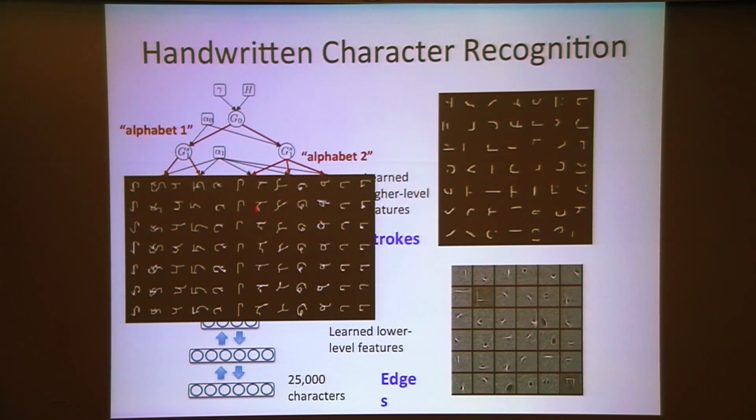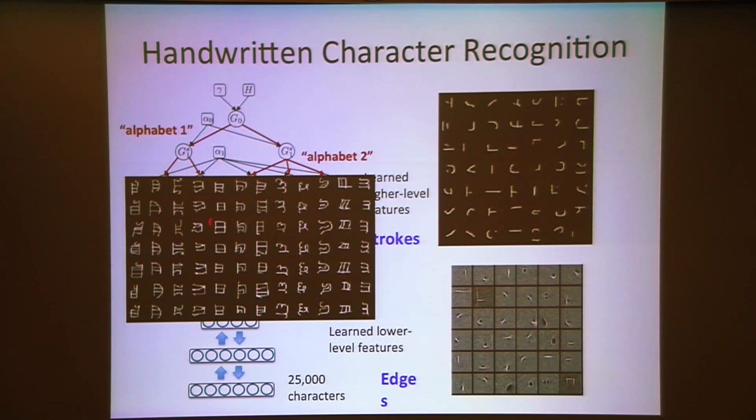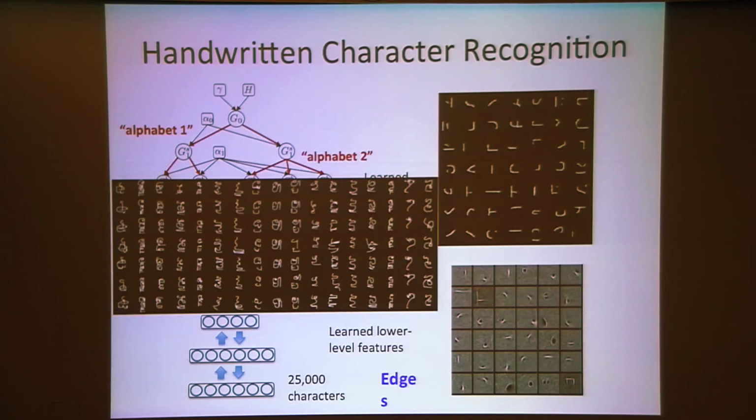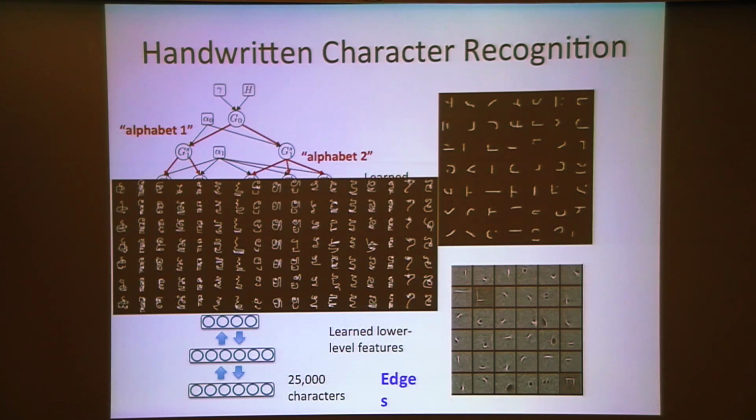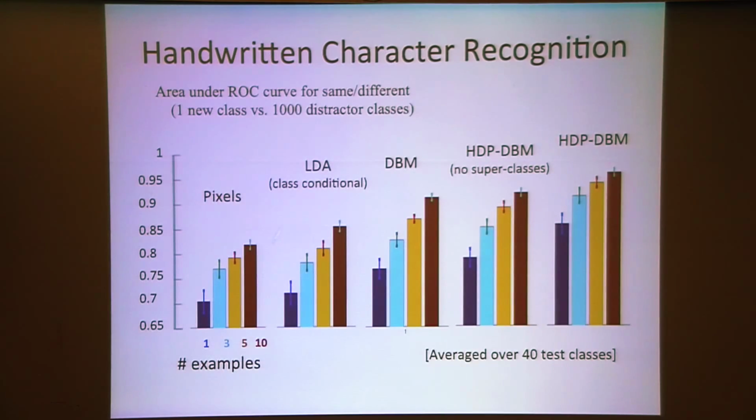So you can think of, for example, each of these characters as defining a distribution over these high-level features. Each of those high-level features defines a distribution over these low-level features. So there's a natural decomposition here. And it does a pretty reasonable job in terms of figuring out how different objects, different characters, should be grouped together. And you can do much better compared to, for example, models like deep Boltzmann machines or latent Dirichlet allocation and such.